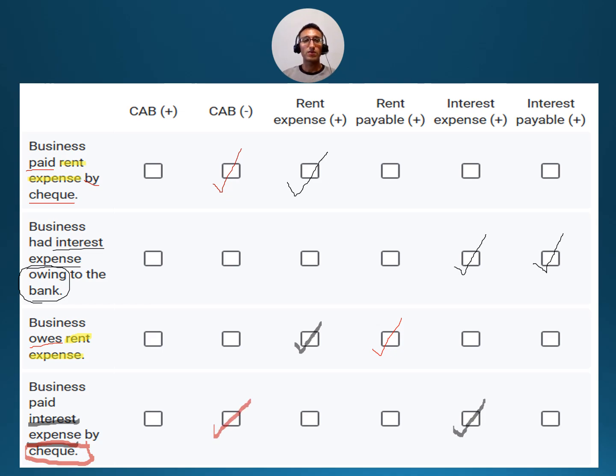Again, these adjustments here may be a little bit more complicated, so you may want to review this video again and be familiar with the different transactions.